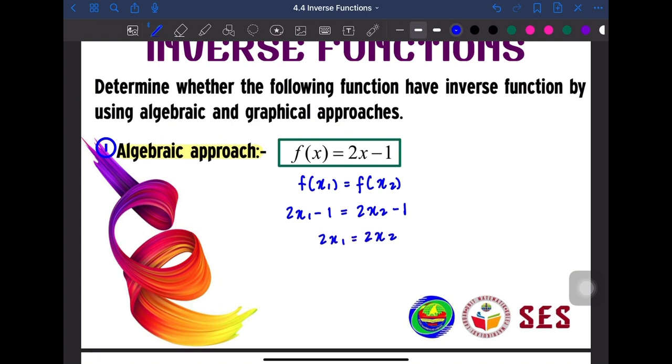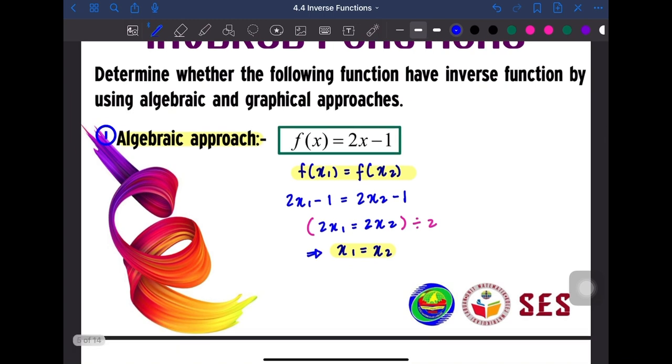Okay, and then kita boleh bahagi dengan 2, dua-dua belah. So, tinggallah x1 equal to x2. Okay, so kita dah prove this statement. Okay, so daripada sini, bila kita dapat x1 equal to x2, kita boleh concludekan dekat sini.